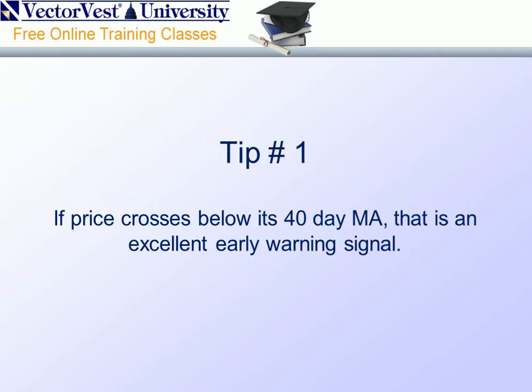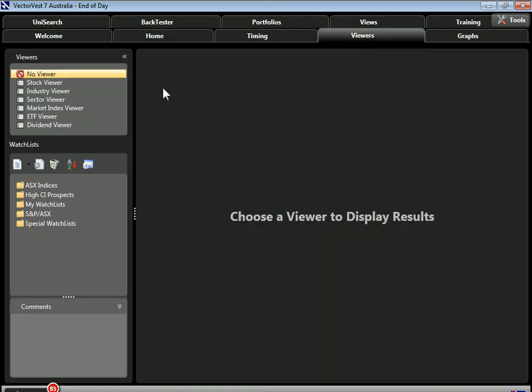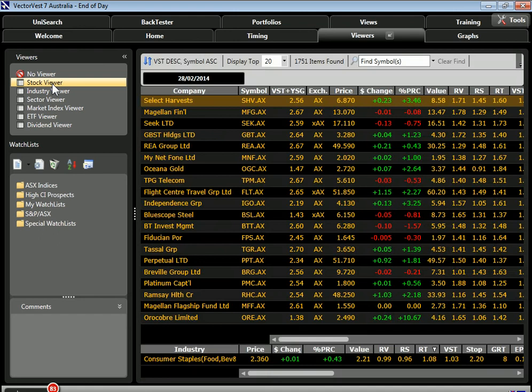Tip number one is if price crosses below its 40-day MA, or moving average, that's an excellent early warning signal. So from here, we'll take a look at a few stocks. I've moved us right over to the home page for VectorVest 7 Australia. And to access the stocks, we simply go right up to the top, click on Viewers, and we'll begin tonight's presentation right in Stock Viewer.